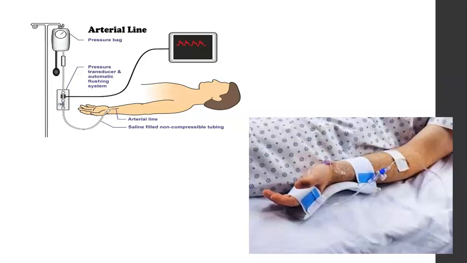But basically, if you have an A-line, you can get lab draws, you can get ABGs, and you don't have to actually stick your patient. And you never have to actually open the system. So this is a closed circuit, obviously.